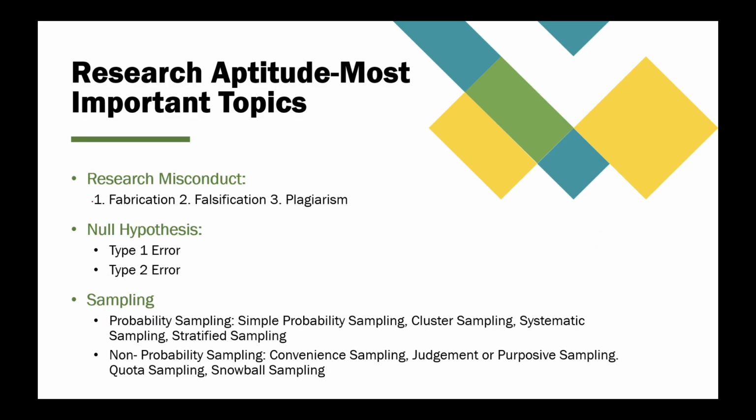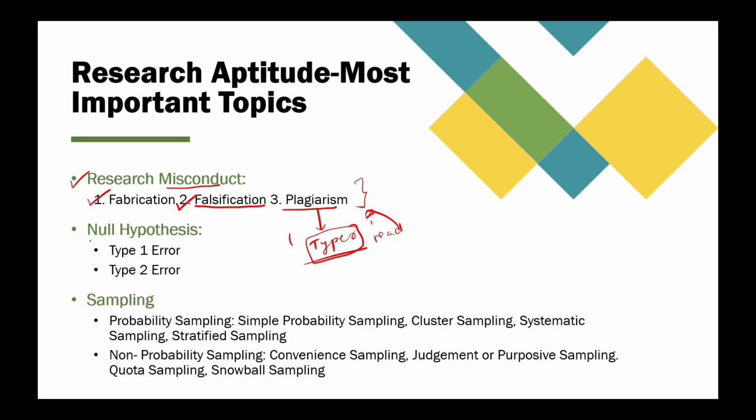Next is research misconduct. There are three research misconducts: fabrication, that is modification of the data, falsification, like giving or adding any false information into the data, and plagiarism. These are the three misconducts, and there are types in plagiarism as well. Nowadays they are also asking on the types, so read about the types of plagiarism as well.